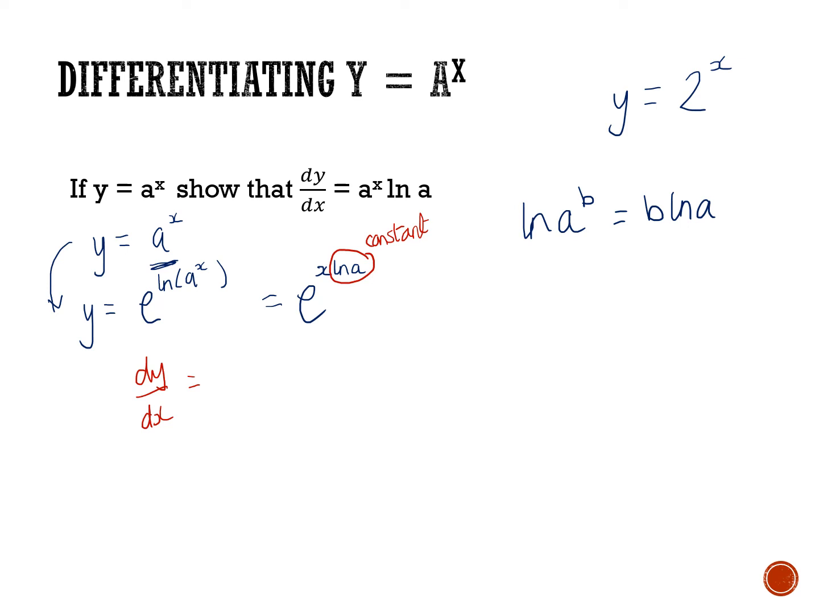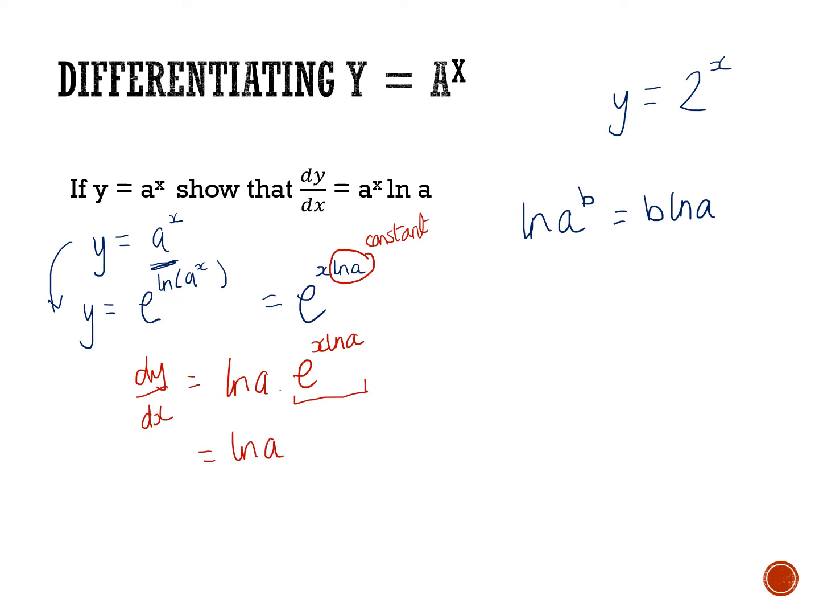If we've got e to the 2x, it would be 2e to the 2x. We've got e to the x ln a, so it's equal to ln a times e to the same thing. Okay, so remember ln A is a constant, so that can come down at the front. Now let's resort this bit out like we did to start with.